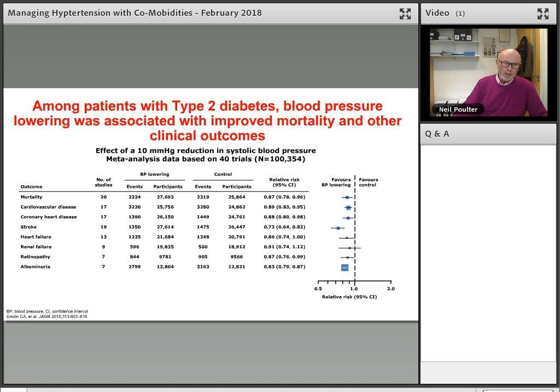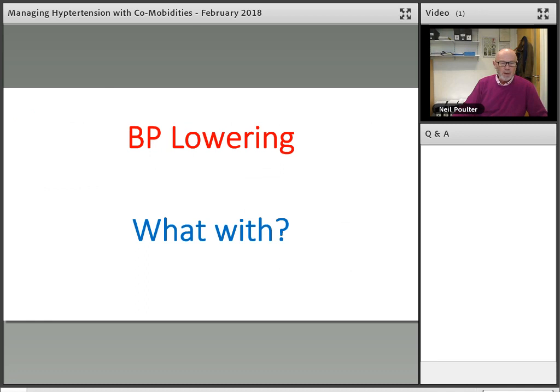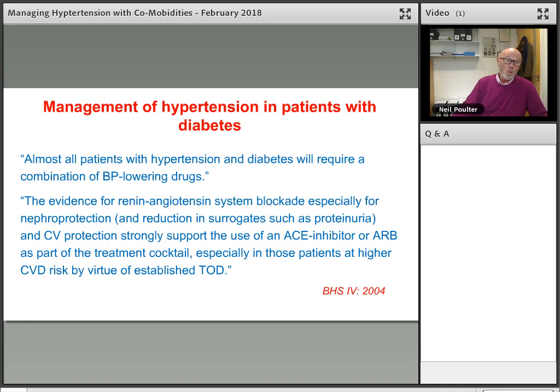So it's an important thing to do. We should be lowering the blood pressure in patients with type 2 diabetes. The question is, what with? Well, going back nearly 14 years now, British Hypertension Society guidelines, this was a good review of the data at the time. All patients, almost all patients with hypertension and diabetes will need a combination of blood pressure lowering drugs, certainly if we're going to get to current targets, which is less than 130 systolic.